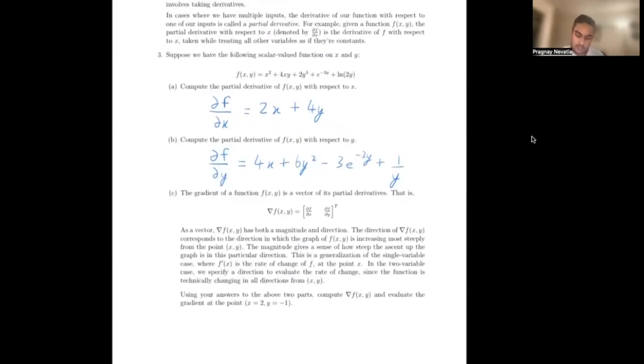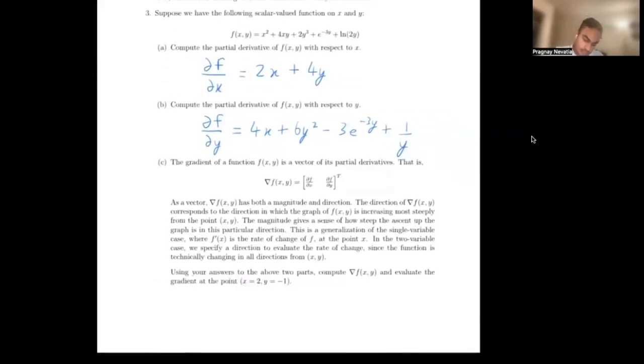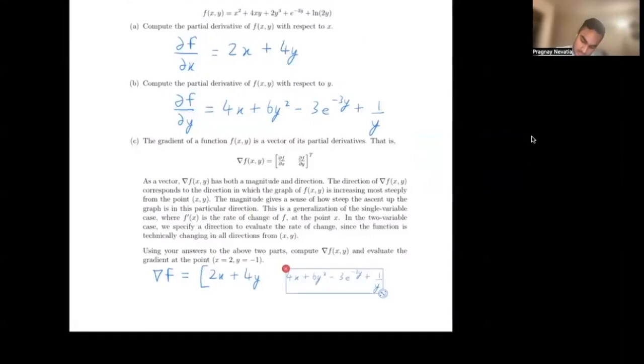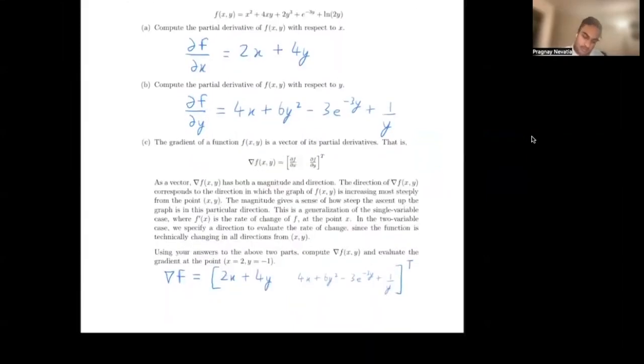And so for part C, you have to find the gradient of the function. So that's literally just assembling different parts that we have calculated. So 2x plus 4y for the first derivative. And then this thing for the second derivative. And yeah, normally gradient is a column vector, but you can represent it as a row vector if you have the transpose sign.